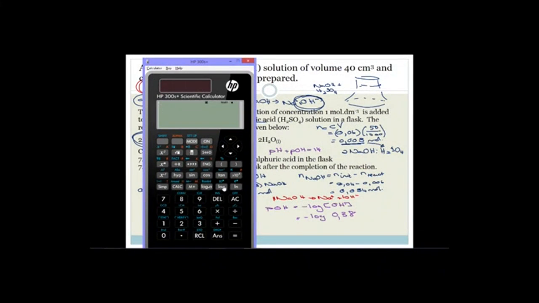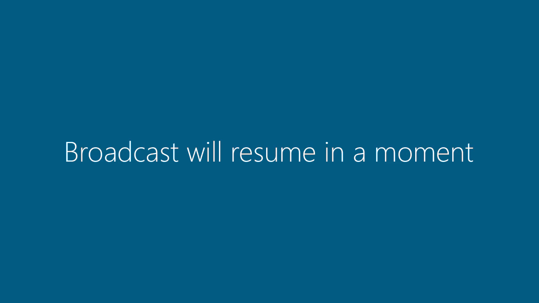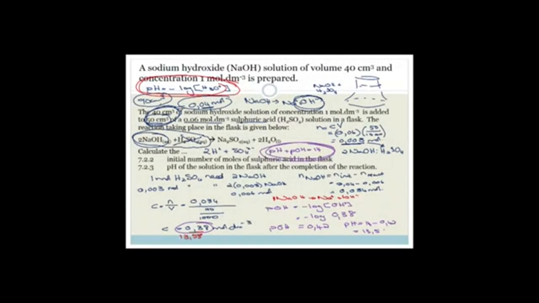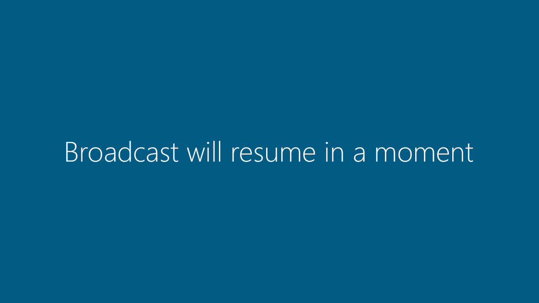Okay, and you go minus log of 0.38 close bracket equals, and you get 0.42. So the pH is going to be 13.58. Ta-da! So that's another way of doing it.